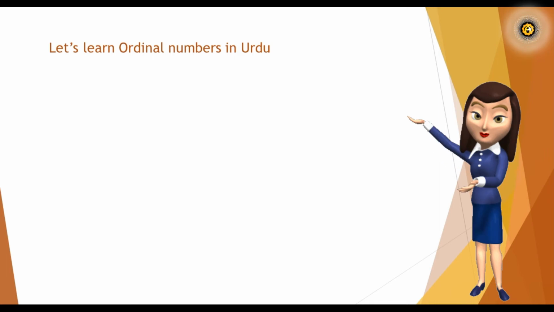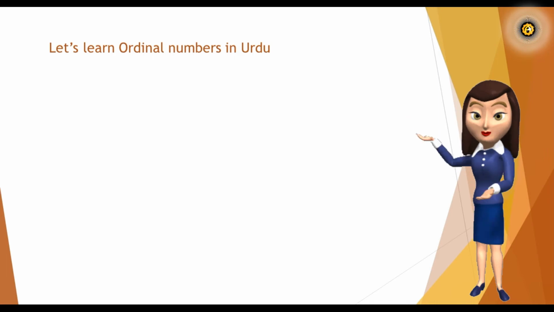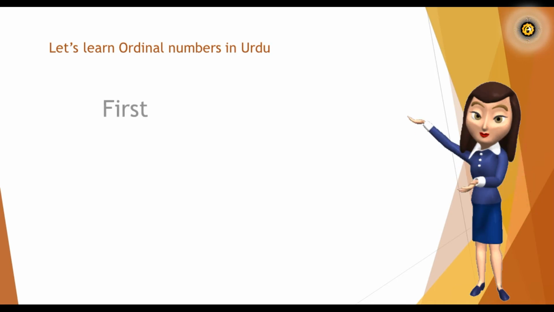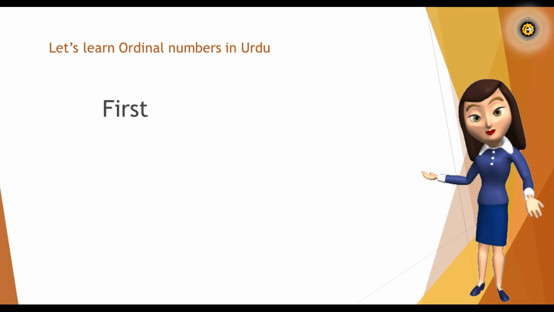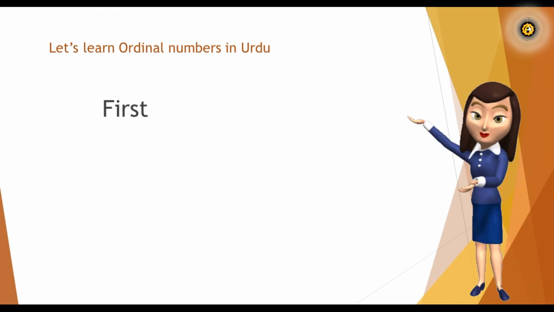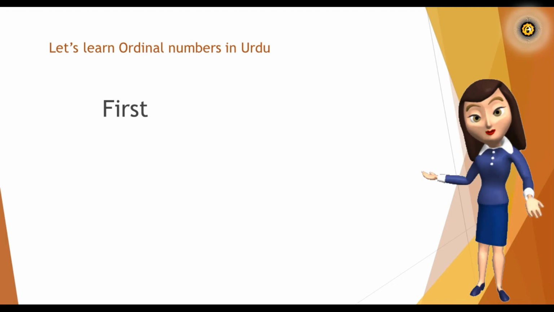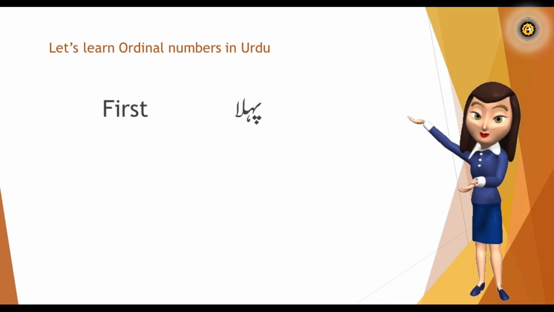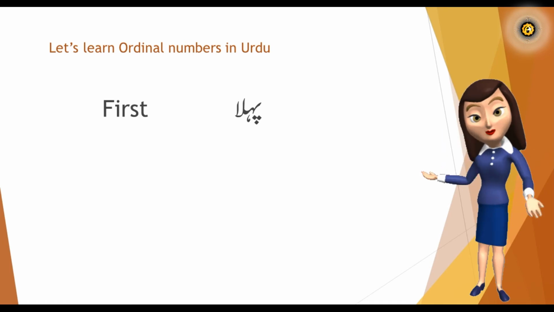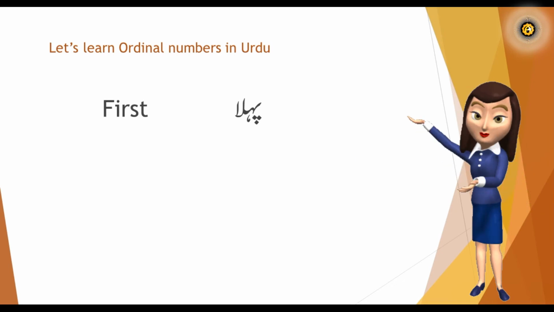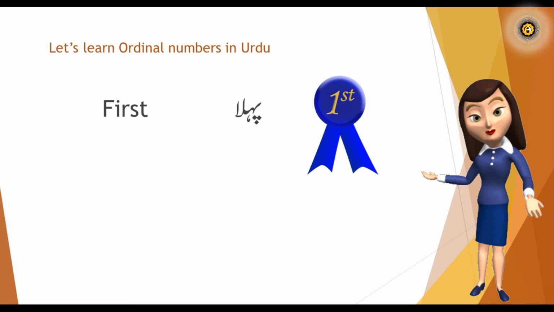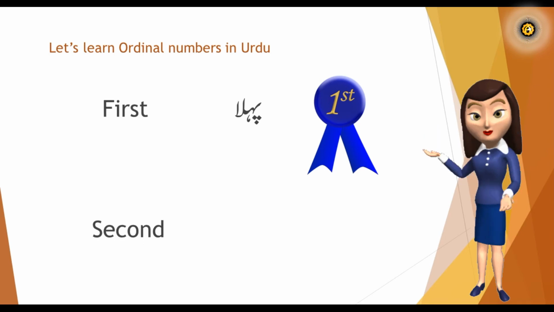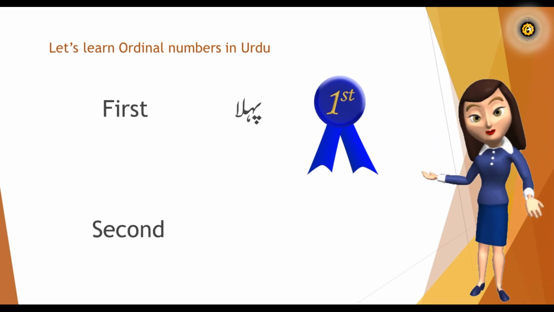Now let's learn ordinal numbers. Ordinal numbers tell positions. First, when you win from everyone, then you are first. And in Urdu it is pehla. Pehla. First. Then the second step, the thing that you do at number 2, is second.